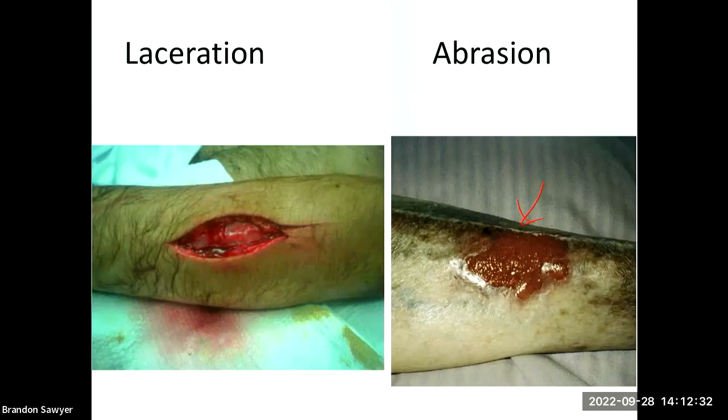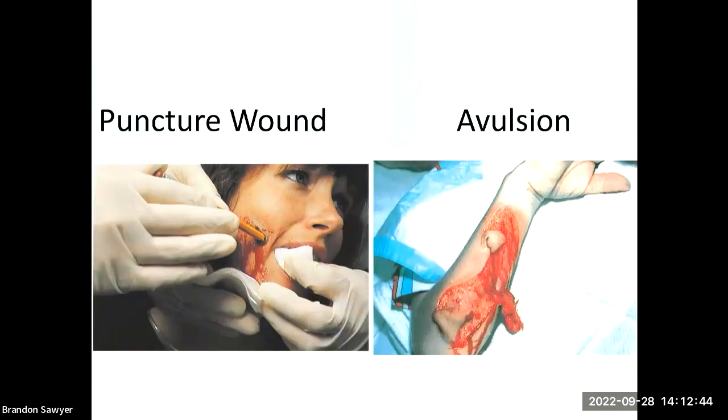Abrasion, right, is more of just a scrape, right? So some kind of hard surface rubbed against our skin, or we rubbed our skin against a hard surface and just kind of shaved off some top layers of our skin. That's an abrasion. A puncture wound is just like it sounds, obviously, right? We get something jabbed into our skin, a foreign object of some sort that punctures right through our skin.